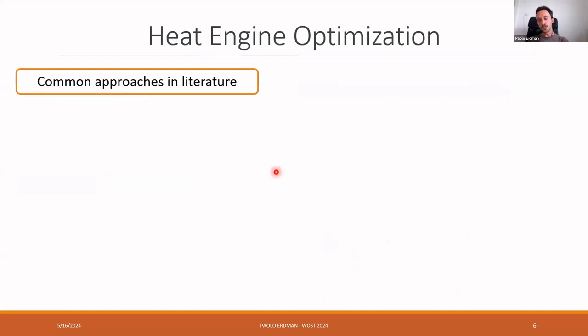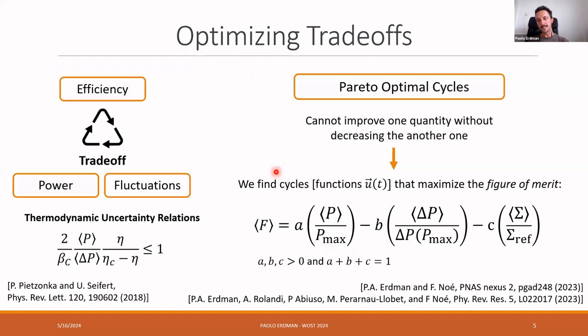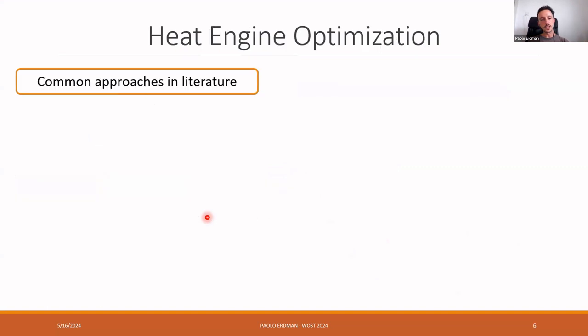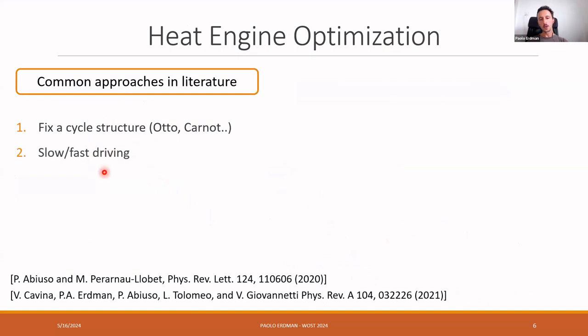So there have been many approaches in the literature to find cycles that optimize the performance of heat engines. For example, one approach is to fix the structure of the cycle, like Otto cycles, and optimize it over certain parameters of these cycles, like the period, for example. Or people have studied the so-called slow or fast driving regime, where the speed of the driving is compared as slow or fast with respect to the thermalization timescale of the quantum system.